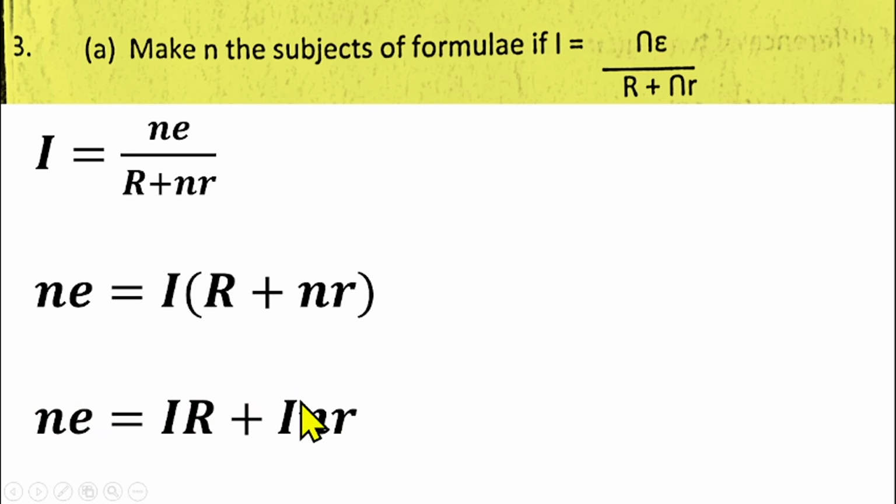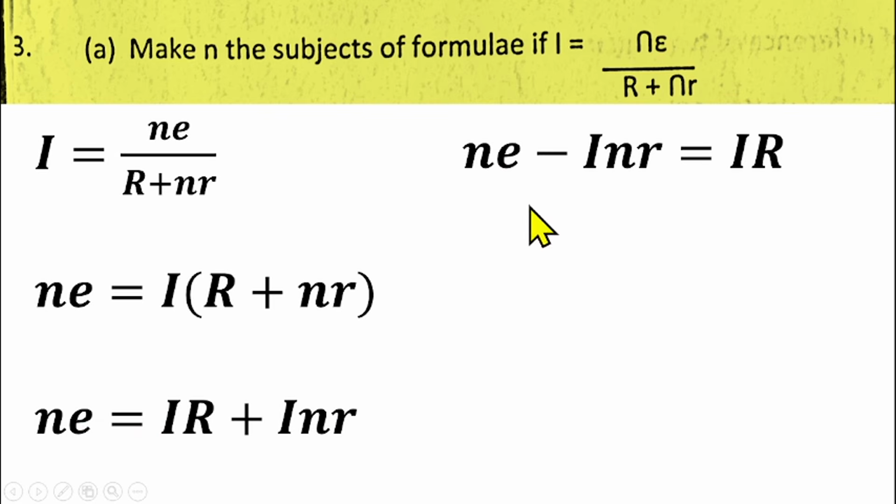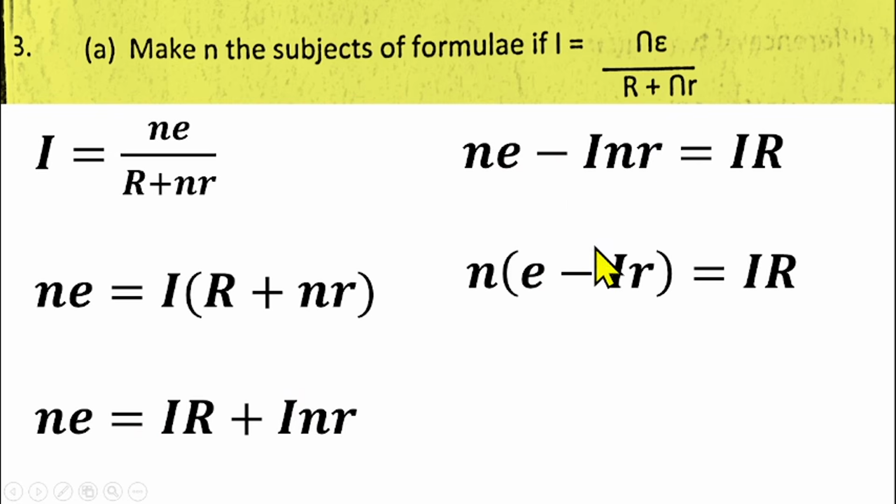So since we have n here, we also have n here, and we have to make n subject of the formula. What do you do? You can collect like terms. This one comes here so that you can factorize n out. So if this one comes here, you'll be having ne minus inr equals to ir. From there, you can factorize n out here. So we have n into e minus ir equals to ir. Then our aim is to make n subject of the formula.